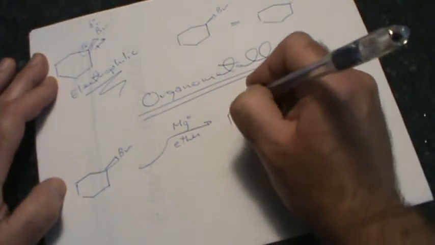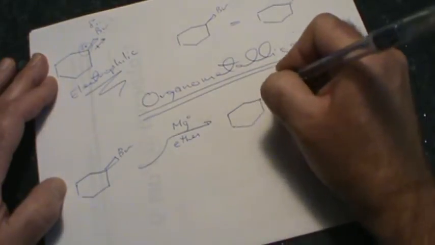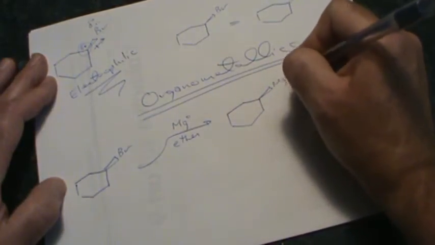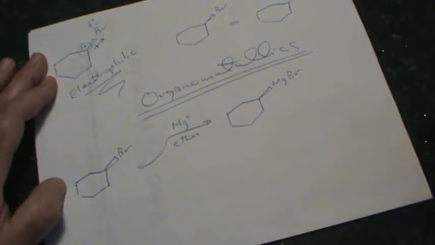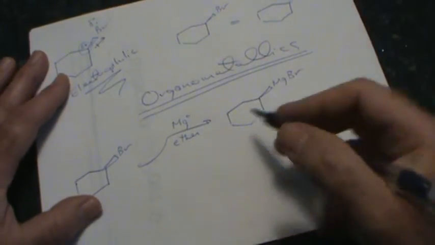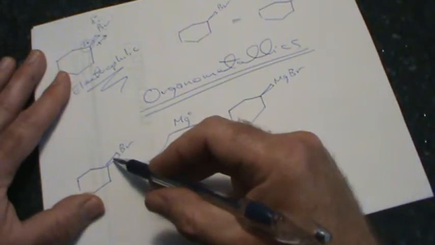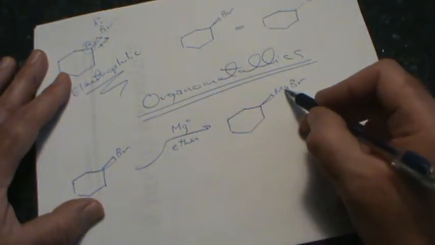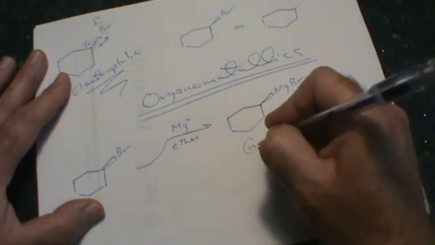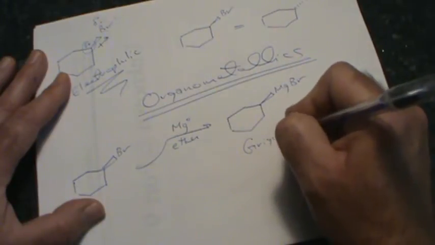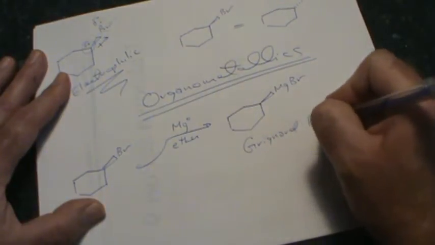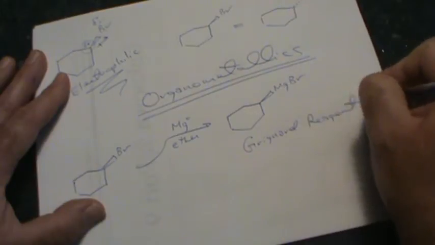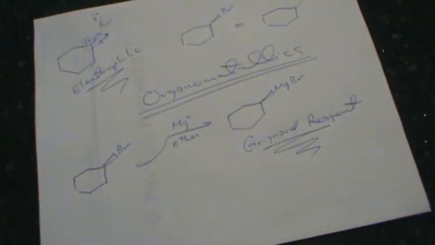You can convert an alkyl halide into the corresponding organometallic, which looks like this. Look what happened. The magnesium essentially inserted between the carbon and the bromine bond, and now it is a carbon magnesium bromide. This particular type of reagent is known as a Grignard reagent, and it is a very special type of organometallic.